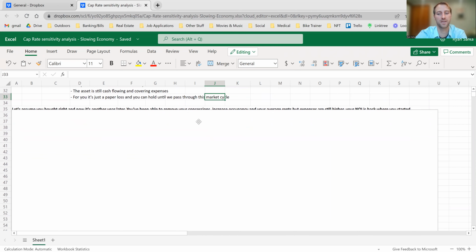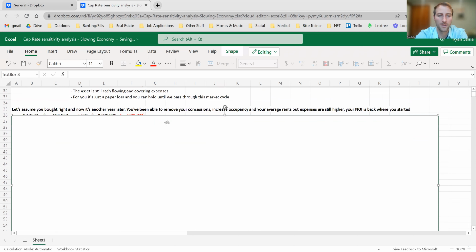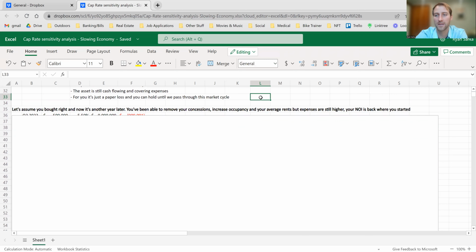So let's continue on this trek a little bit farther along, and let's assume that it's another year later now. Things are on the up and up. You've been able to remove your concessions. You've increased your occupancy. Your average rents are going up. And look at this, your NOI back where you started.